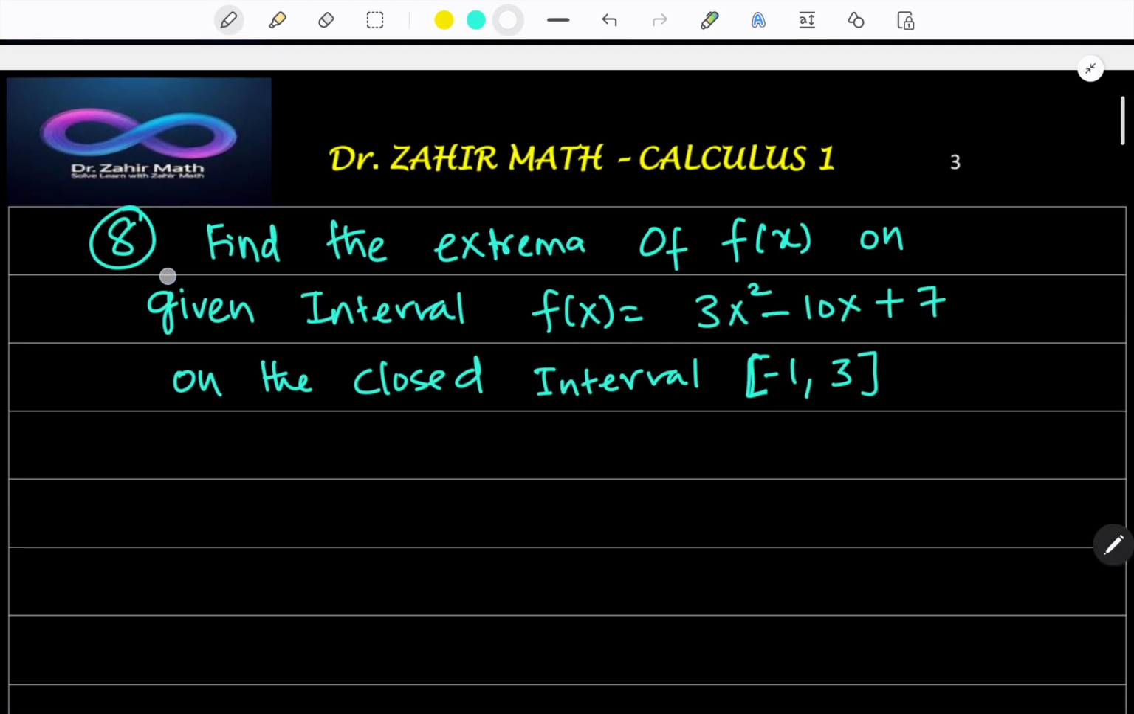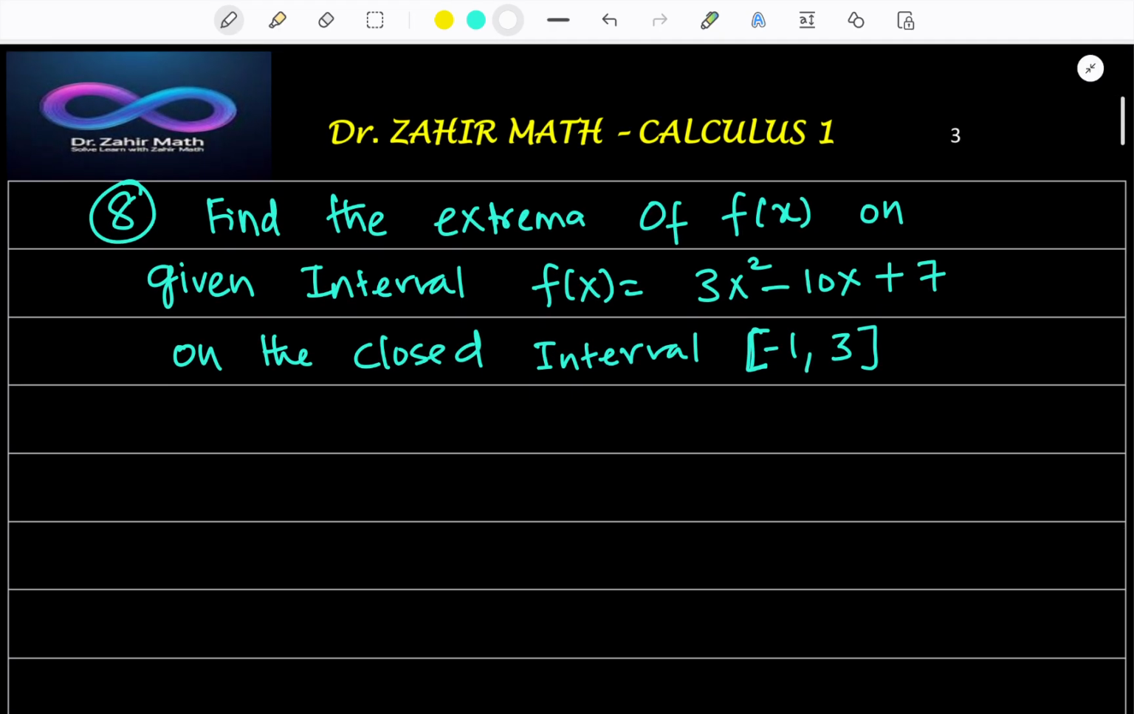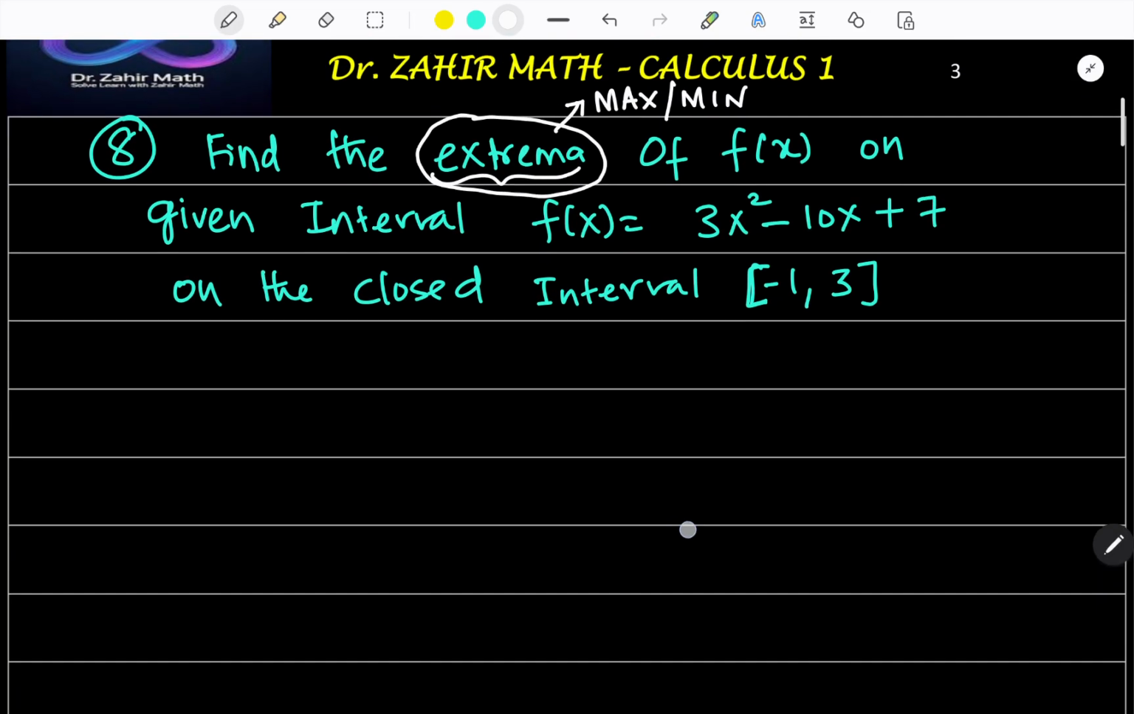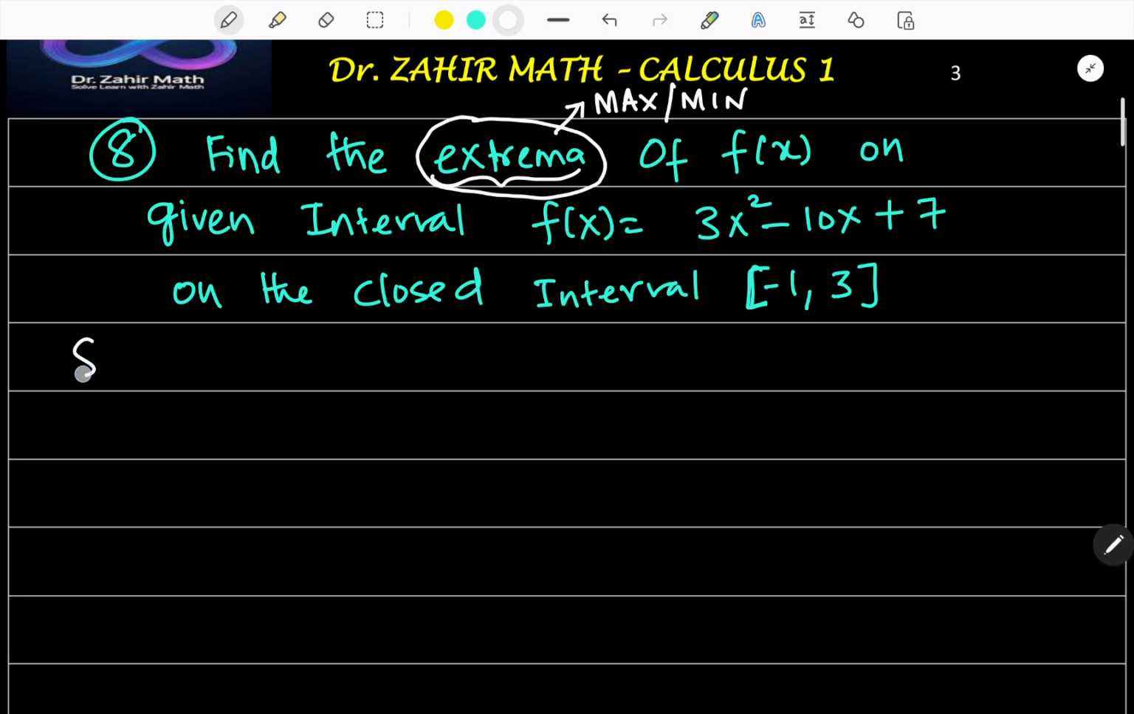The next two questions we are going to find extrema. These are important questions. Find the extrema of the function. Extrema is the word given for max or min. If you have a maximum or a minimum or both, then those are called extrema.